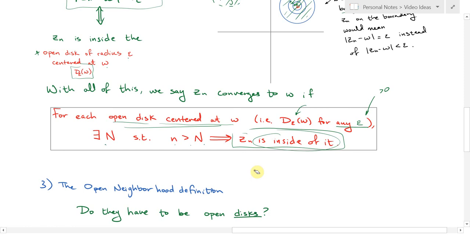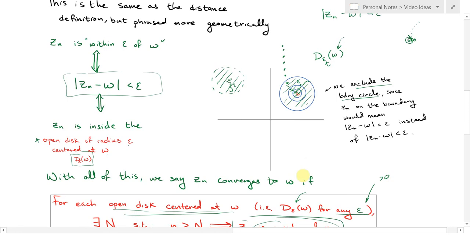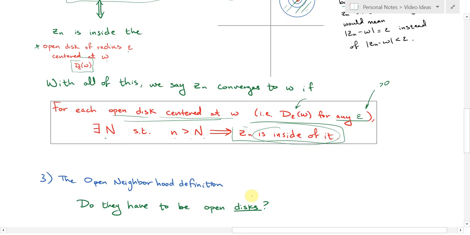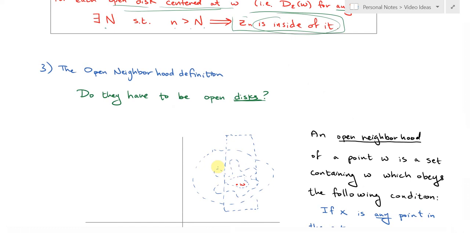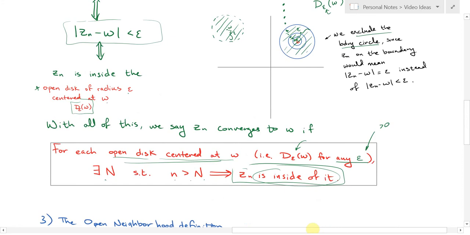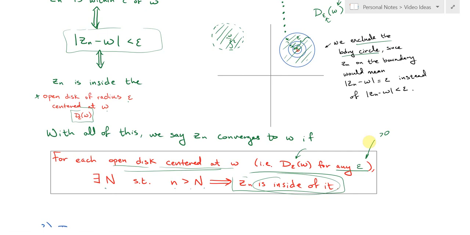And the idea of the open neighborhood definition is to focus on the geometry, the open disk definition, but ask the obvious question, do they have to be open disks? Does that have to be their geometry? So suppose it looked like this. Suppose I had a sequence of points that approached W like this. In this disk definition, you got to pick a disk. No matter how small the disk was centered at W, I had to find a point of no return where every point of the sequence after that point of no return would lie inside of that disk, forcing them to be really close to W. And even if you picked a smaller disk, I'd have to find a later point of no return, but I'd always have to be able to find a point of no return.